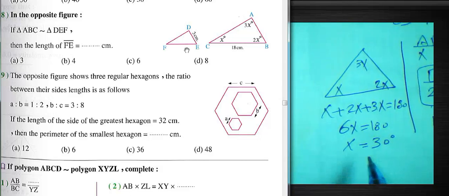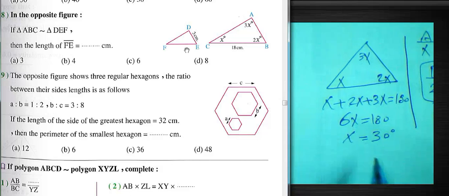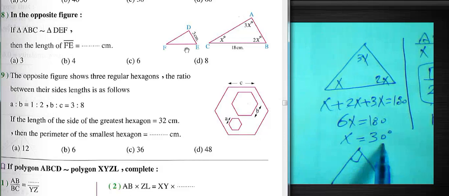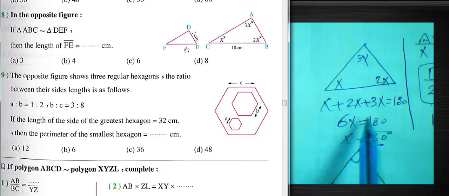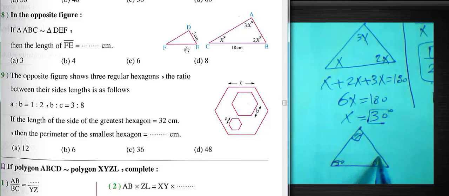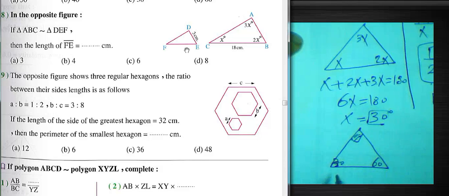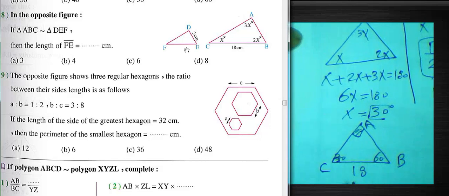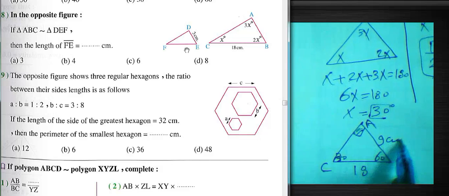Okay, so this triangle will be a right angle triangle, with angles 30 and 60, because 30 times 3 equals 90 degrees. This is 90 degrees, this is 30 and this is 60. We know the opposite side of the 30 degree angle is half the hypotenuse. The hypotenuse is CB, whose length equals 18 centimeters. So the length of AB equals half of 18, which is 9 centimeters.